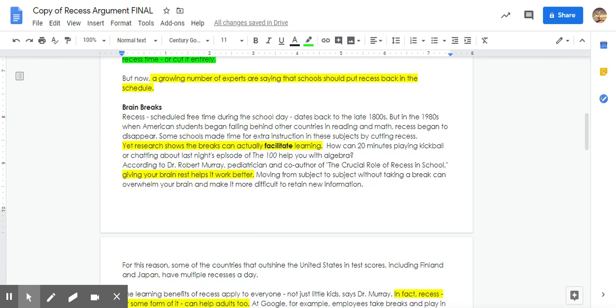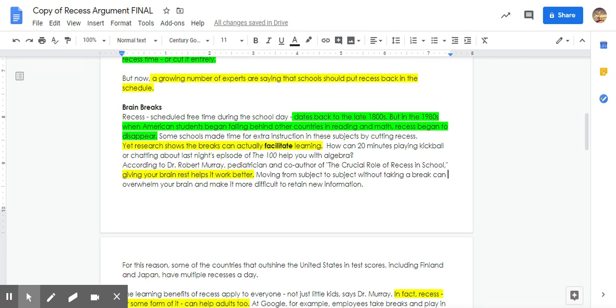So if I continue to scroll down, we have this part here where we get a little bit of background about recess, that it dates back to the 1800s and that it wasn't until the 1980s where recess began to disappear. So I am going to highlight that in green also. It's giving me dates and giving me an example that, back in the 1980s is when this first started to take place. I'm going to highlight that as evidence.